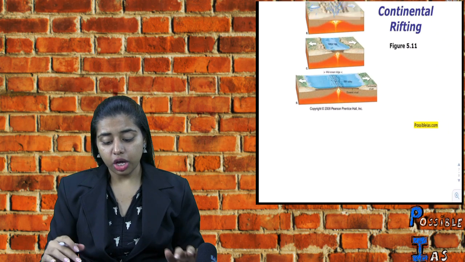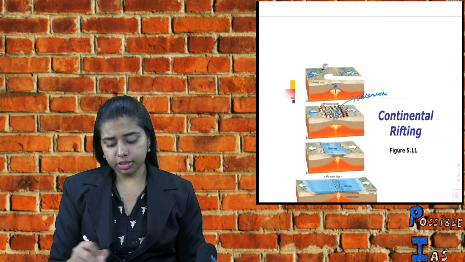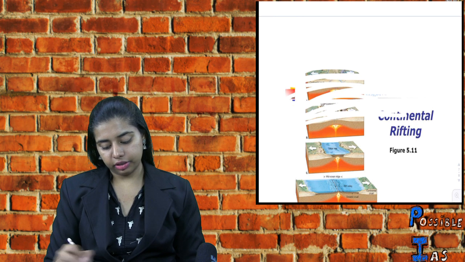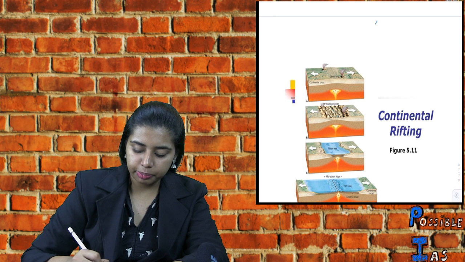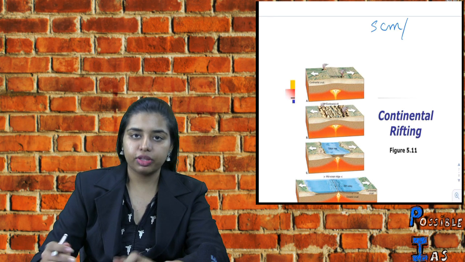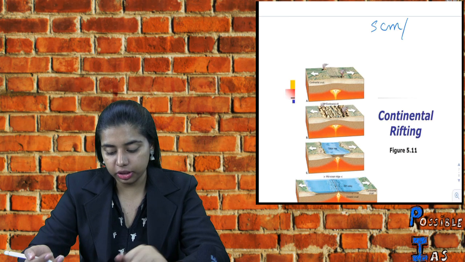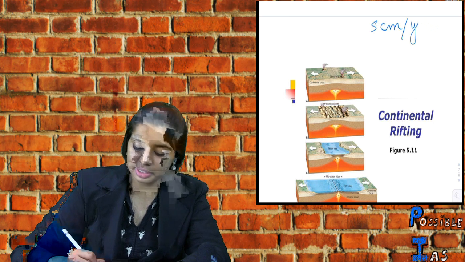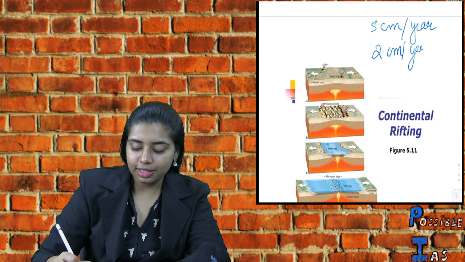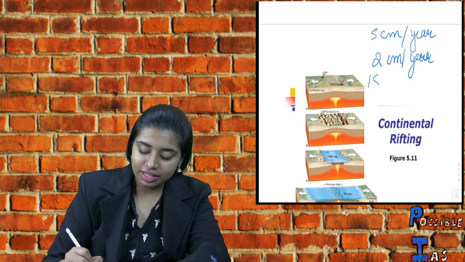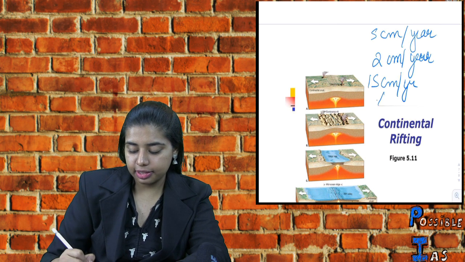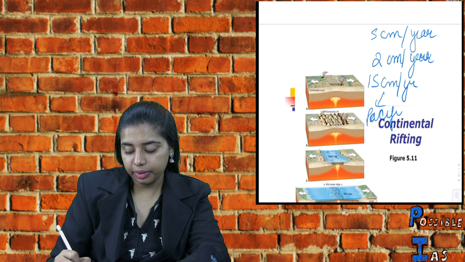Divergent plate boundaries. The example, as I've told you, is the mid-Atlantic ridge. Now these plate motions have different rates. The average rate we take to be around 5 centimeter per year, whether they are moving towards each other or away from each other. But it can be as low as 2 centimeter per year, as in the mid-Atlantic ridge, or it can be as fast as 15 centimeter per year, as in the Pacific plate. So these can vary from place to place.